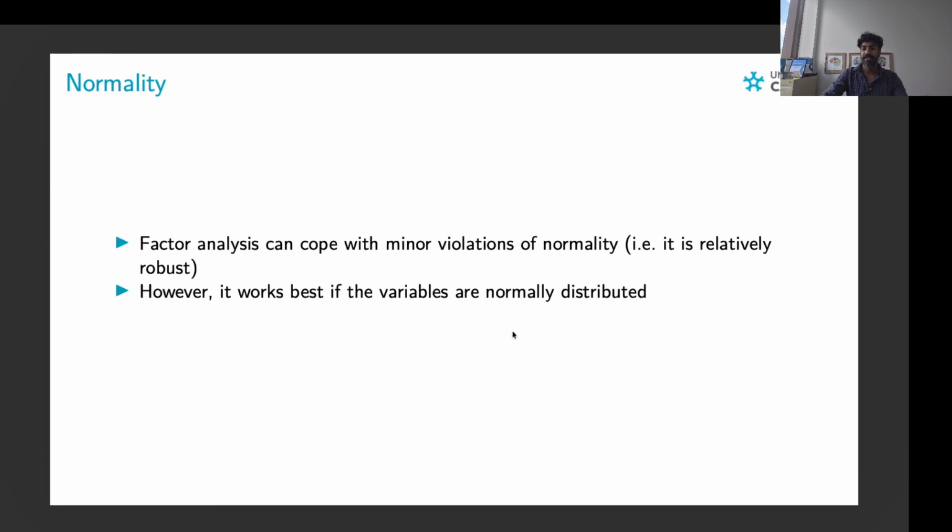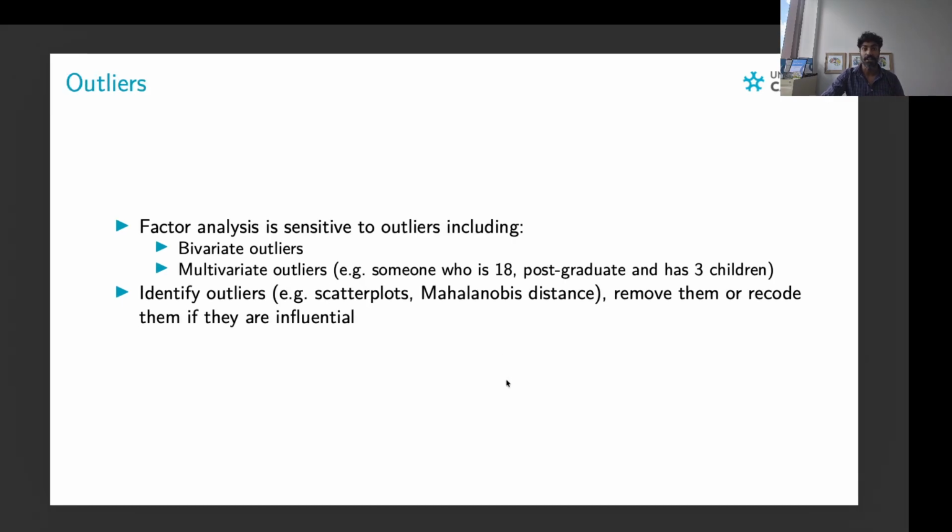But if it's not fully normally distributed, the analysis is able to cope with these minor violations of normality. So it doesn't mean you can't do it. I talked about outliers. Well, factor analysis is sensitive to outliers, including bivariate outliers. So this is outliers between two variables that result in an outlier, or multivariate outliers.